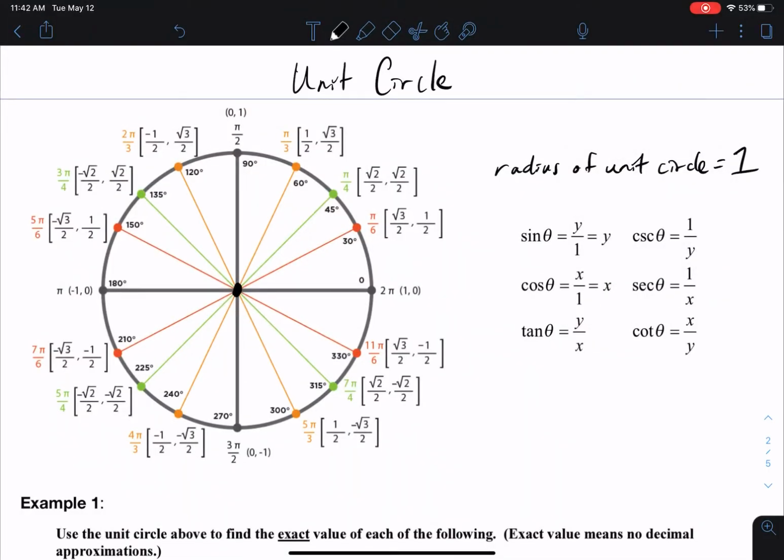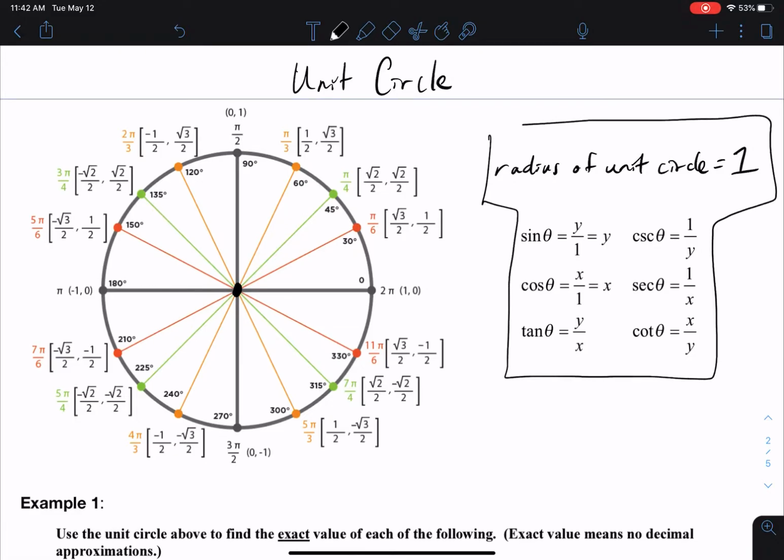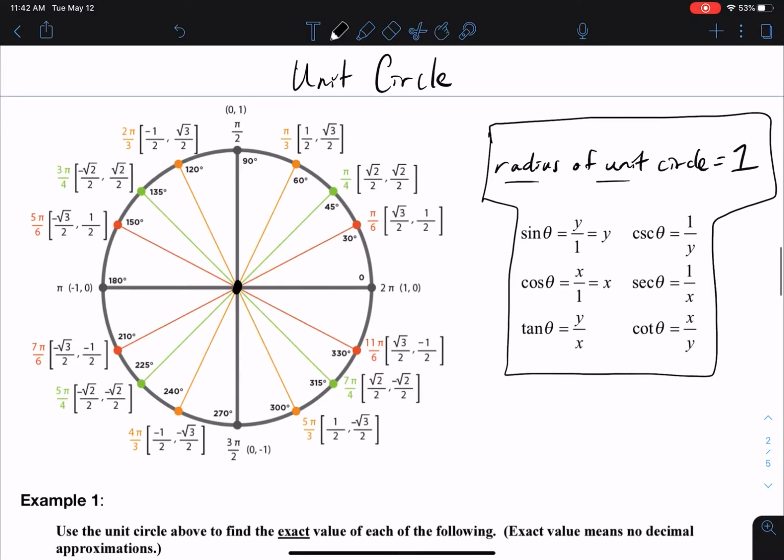All right, so now we have the unit circle. We finished the unit circle, all four quadrants, and we talked about a couple of shortcuts. The radius of the unit circle will always be 1. If it's not 1, it's not a unit circle.